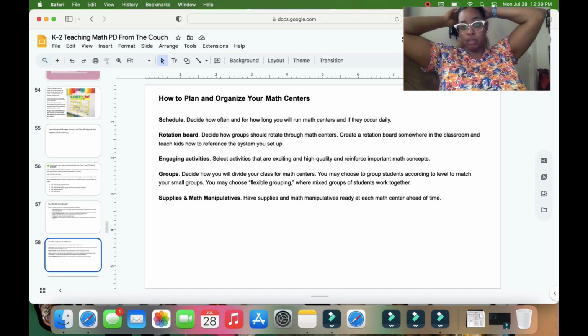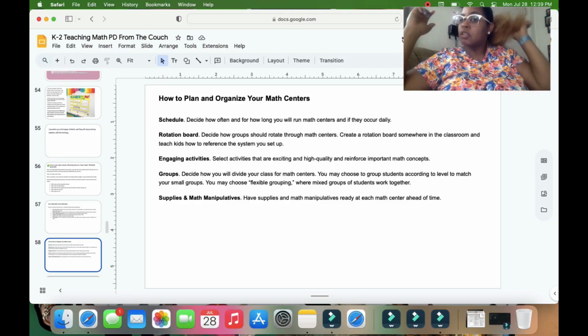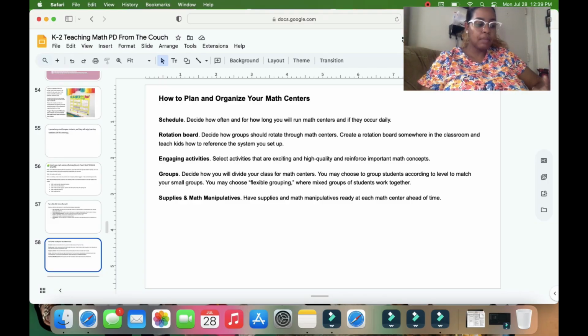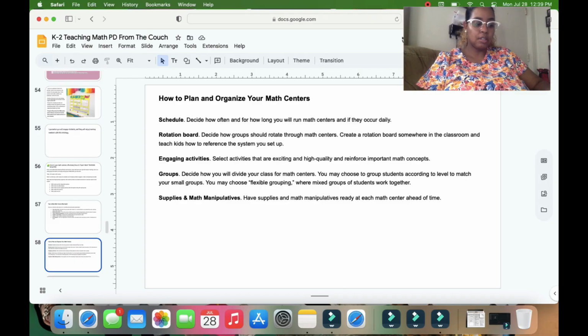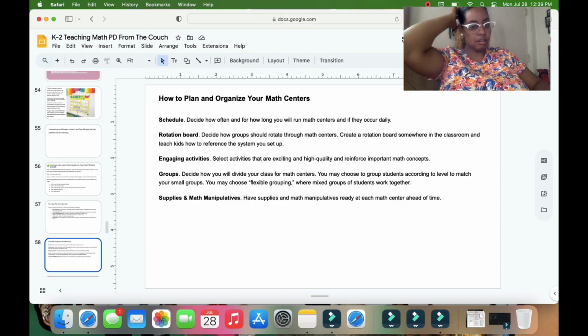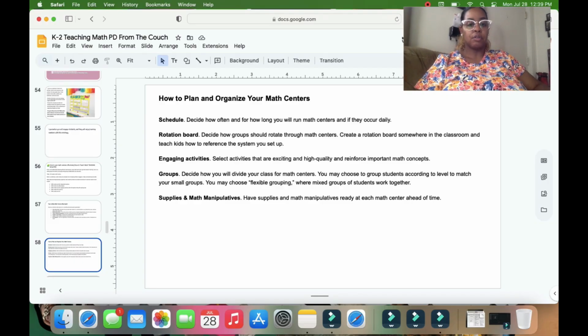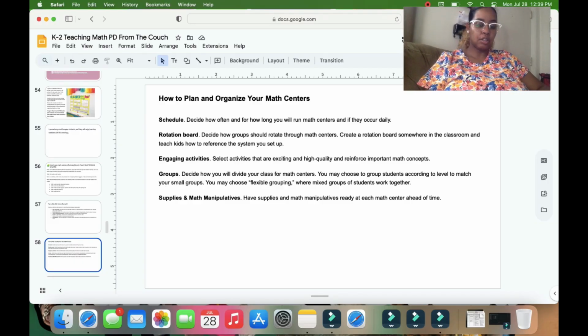You're going to schedule and just decide how often and how long you will run the math centers and if they should be done daily. Have a rotation board, whether you want to decide how groups rotate throughout the math centers, create a rotation board somewhere in the classroom and teach kids how to reference the setup. Or you can also select activities that are exciting and high quality and reinforce important math concepts. So, engaging activities.